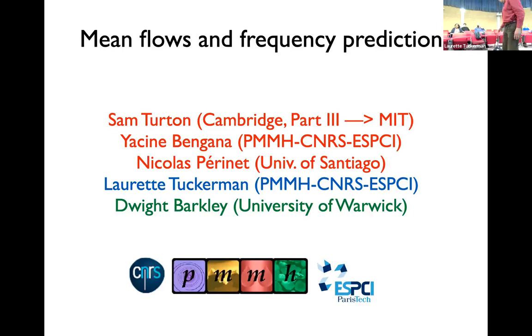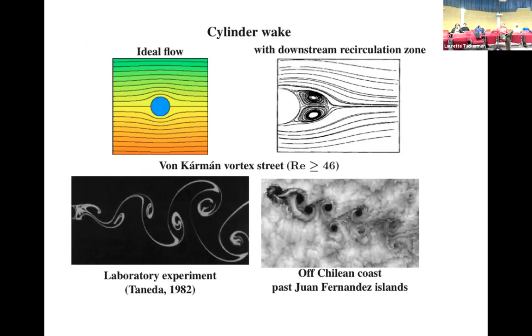Okay, so I'm going to tell you about mean flows and frequency prediction. Everybody knows the cylinder wake, right? Everybody knows and loves the cylinder wake. Here on the left, we have the ideal flow around the cylinder, with the flow coming from the left. On the right, we have viscous flow, and everybody knows its feature of having a recirculation zone, and that's used as a test to see when your code is good.